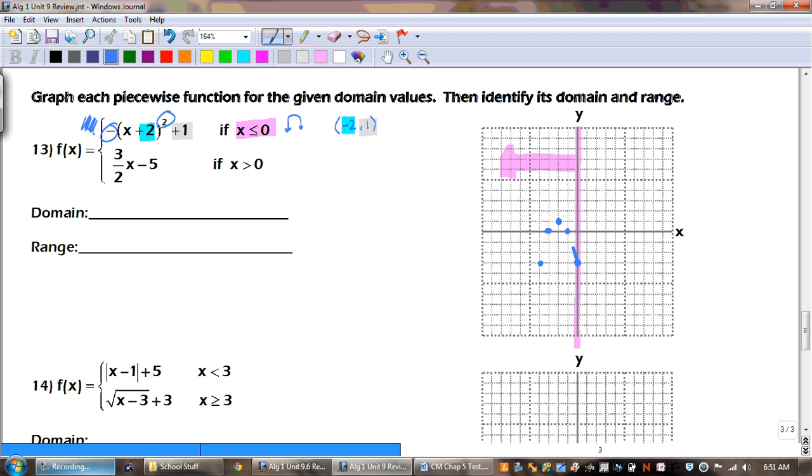And as I'm drawing this to the right, I don't get to put an arrow, and that's because of the line. But to the left, it keeps going.